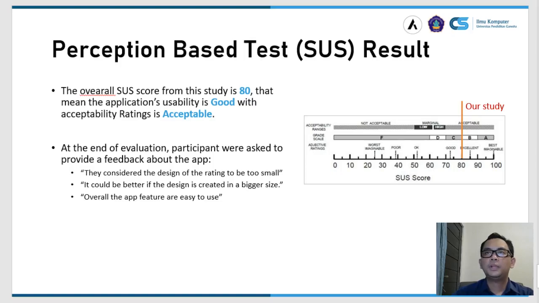In the perception-based test, we are using SUS. The overall SUS score is 80, or good in the SUS score range. The feedback that we could capture from the users was mainly about the rating system that we talked about in the earlier URUT evaluation, because the rating system is too small, but overall the app is relatively easy to use. The verdict of the SUS evaluation is acceptable.